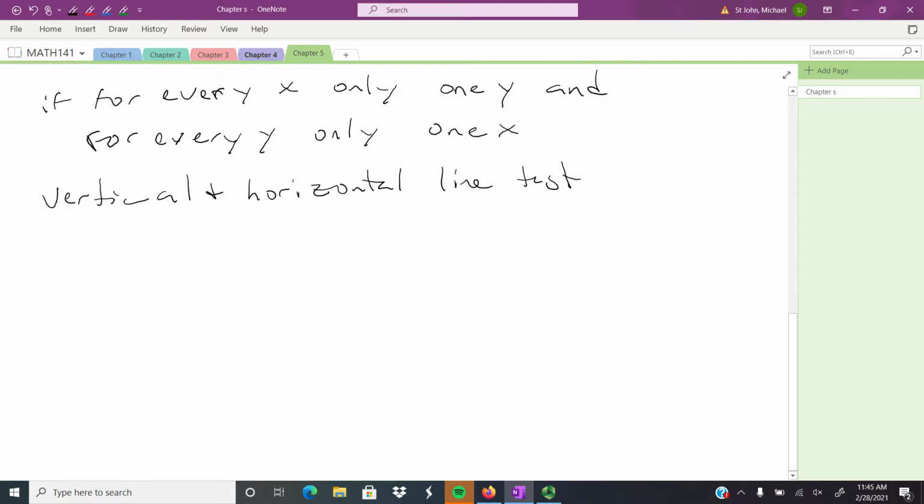So if you think in terms of graph, so if I had a graph something like this, and so I had this curve, that graph would be one-to-one. It would pass both the horizontal and the vertical line tests.